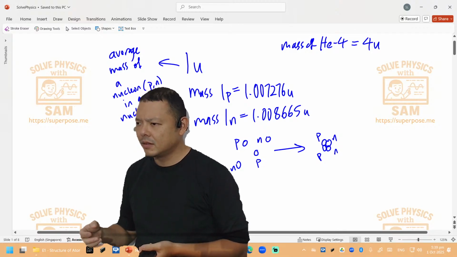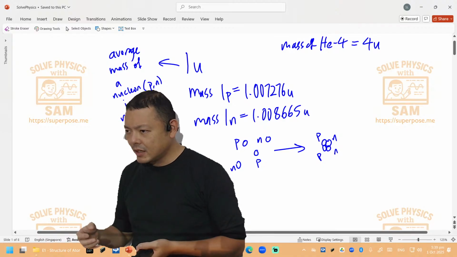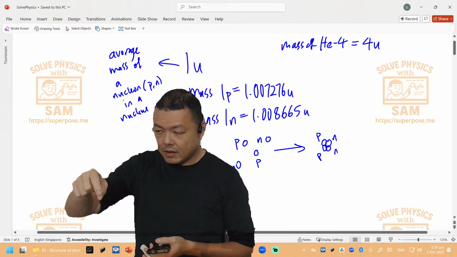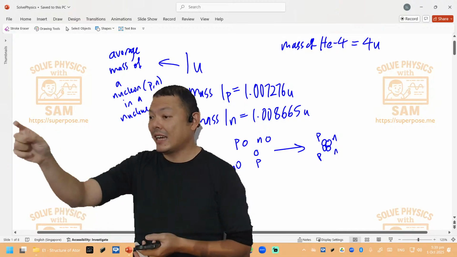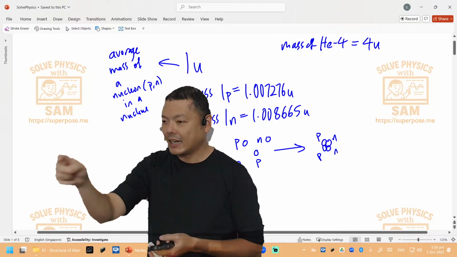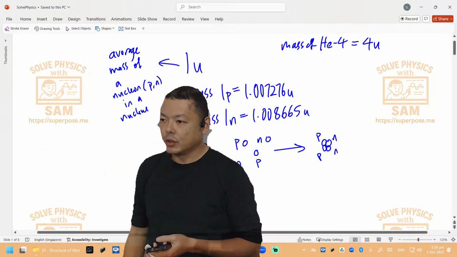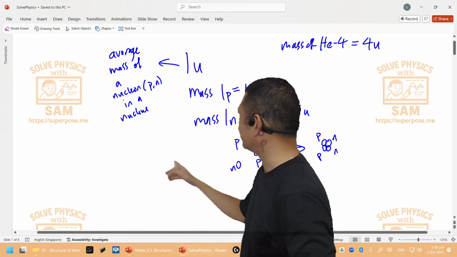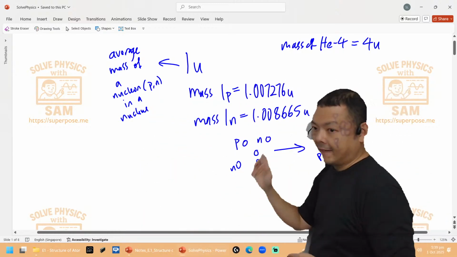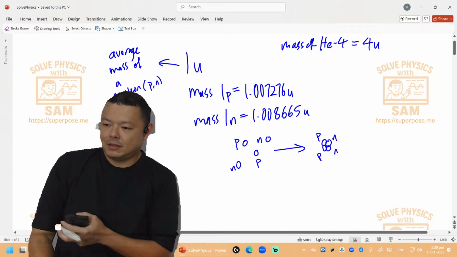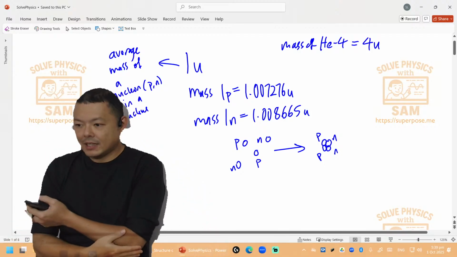What about fission? When you use a neutron on uranium-235, that neutron is a standalone neutron, right? You don't use 1U for that. You use the mass of a neutron. And electrons don't come into play.